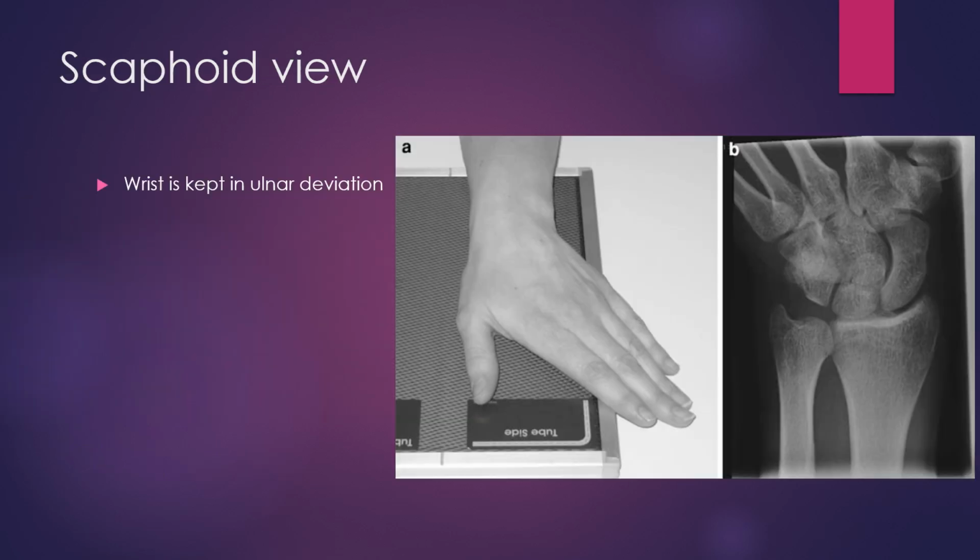So coming to the scaphoid view. Scaphoid view is a posterior anterior view of the wrist with the wrist in ulnar deviation. So if we see, this is your ulna is in this part, so the wrist is deviated ulnarwards. What is the advantage of this? It displaces other carpal bones and the scaphoid is more clearly visible, as we can see here. So it is more sensitive to diagnose scaphoid fractures.